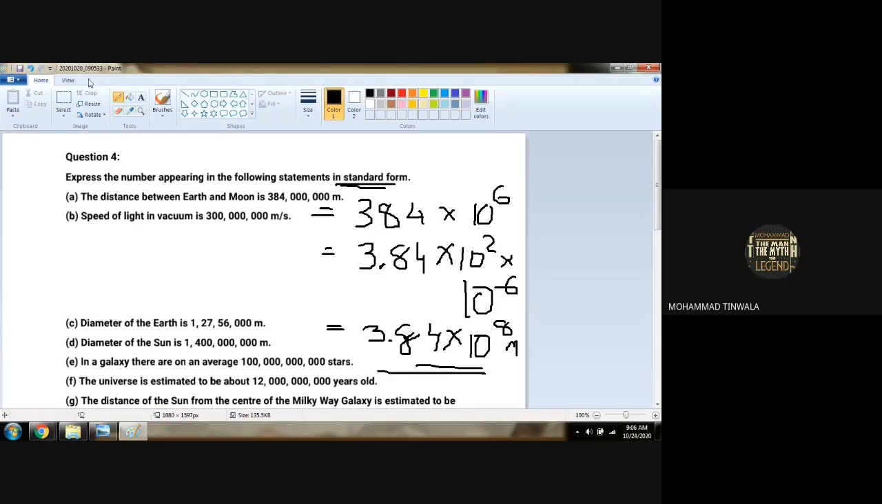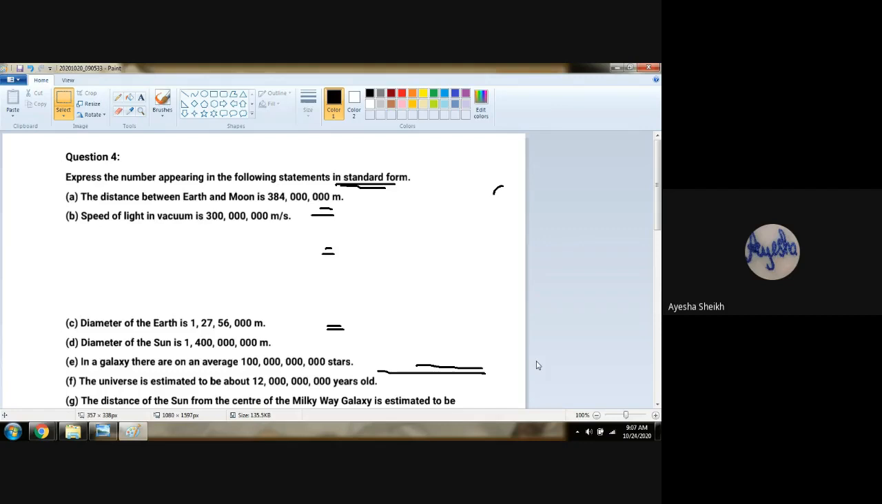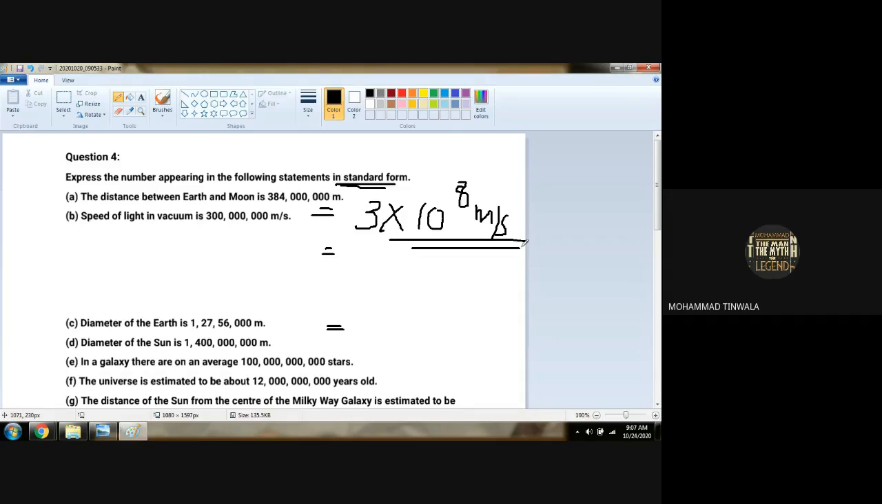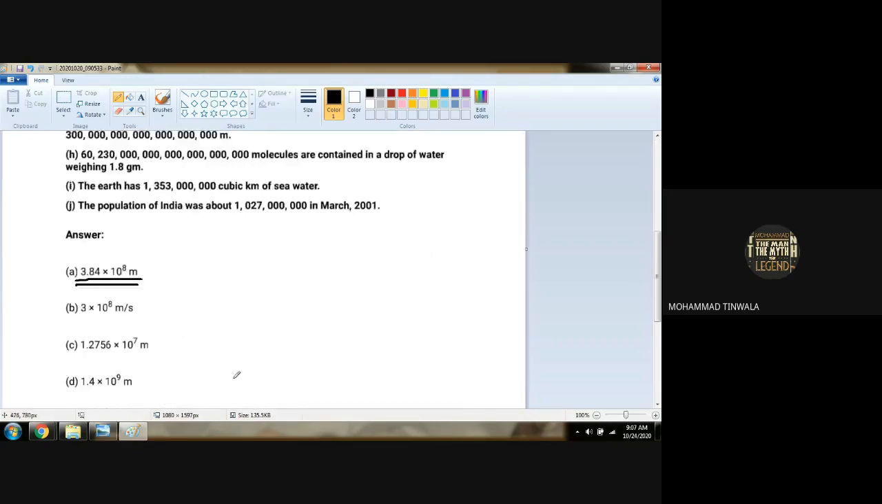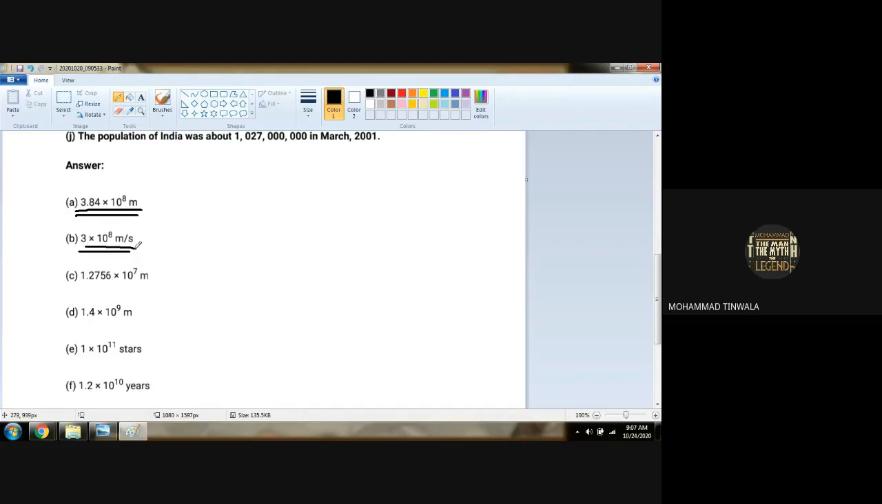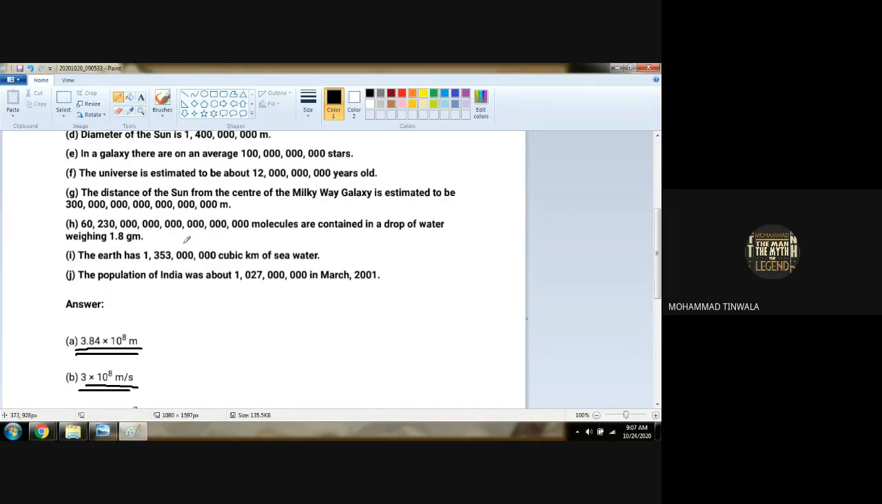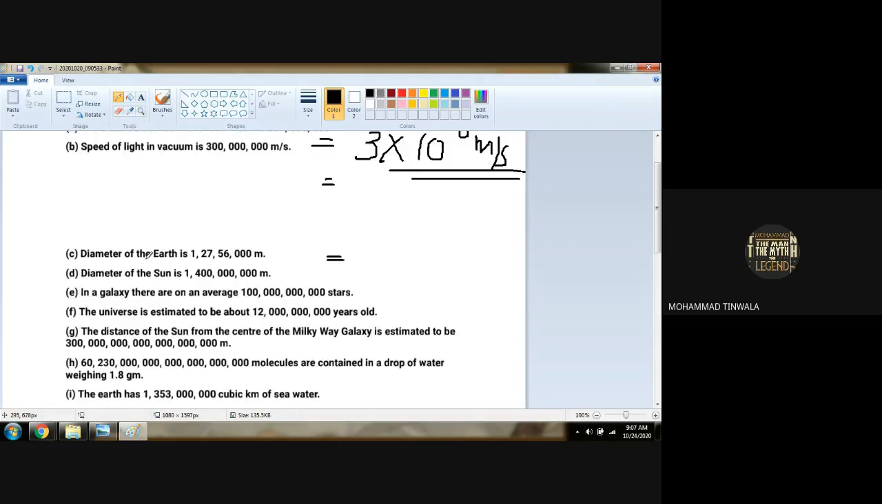Please read, Aisha. Speed of light in vacuum is 3 meter per second, 0.00000... 80. Okay. So we already have one single digit. Yes or no? So can I keep this answer 3 into 10 raised to the power how many zeros? 8. Milliseconds. Understood? So check the answer. 3 into 10 raised to the power 8 meter per second. Got it? Any doubt with this?